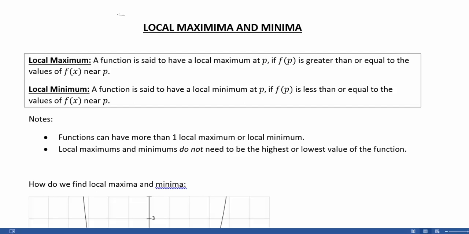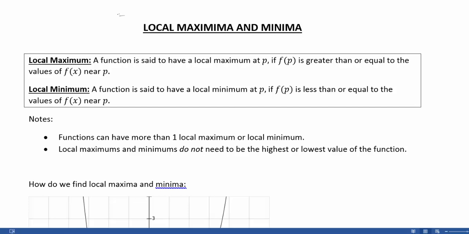Local maxima and minima. So local maxima and minima of a function are going to be important places that give us valuable information about a function and how it behaves. A function is said to have a local maximum at P, point P, so that's an independent value here, if f of P is greater than or equal to the values of f of x near P. So that means that it's going to be the highest point in a small area. So try to envision what that might look like.